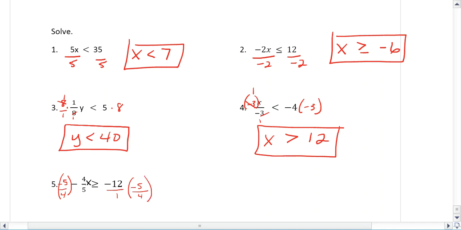And again, the red flag, because I'm multiplying both sides by a negative, the inequality has to flip. So on this side, the 5's cancel, and the 4's cancel, and negative times negative is positive. So all we have left is the x. The greater than or equal to sign flips and becomes less than or equal to. And on this side, negative times negative is positive. So I have 60 divided by 4, which is 15. So that's my answer for example 5.